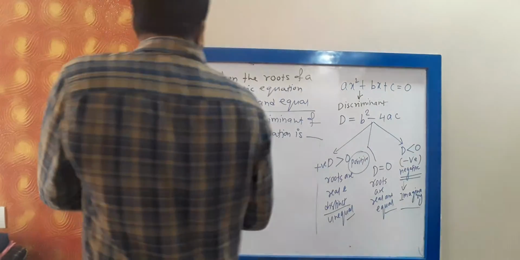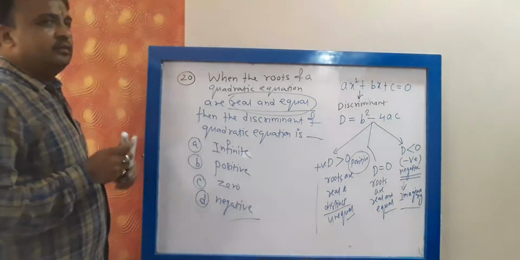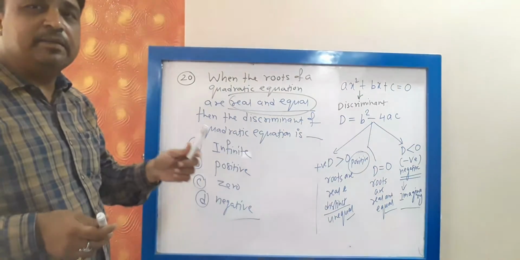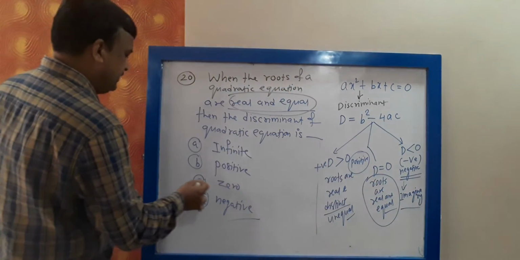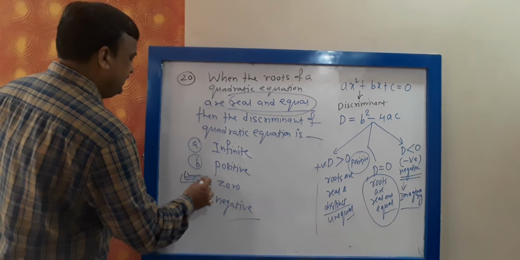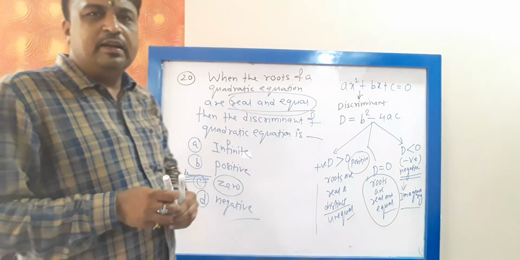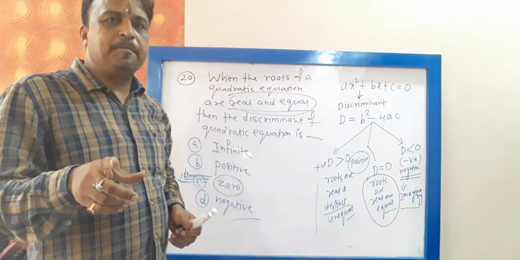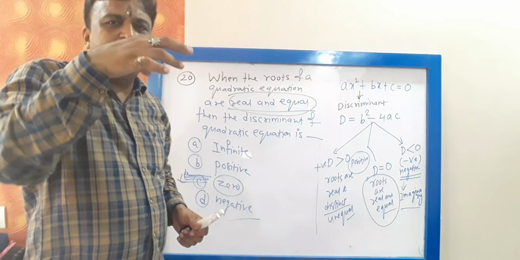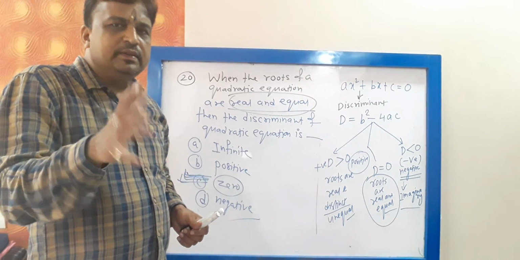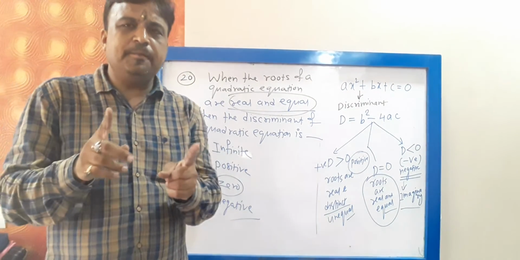So let us come back to this question. When the roots of a quadratic equation are real and equal, the discriminant is 0. 0 is option number C. Option number C, the answer is 0. So when the roots are real and equal, the discriminant has to be 0. Greater than 0 means positive, less than 0 means negative. Is it clear?